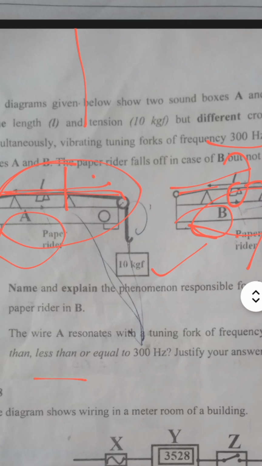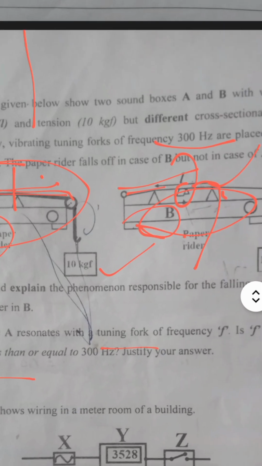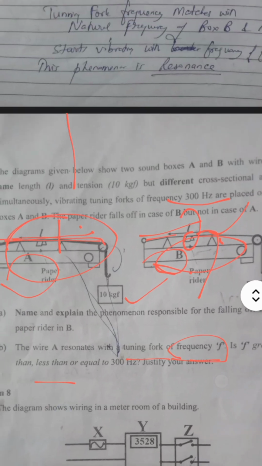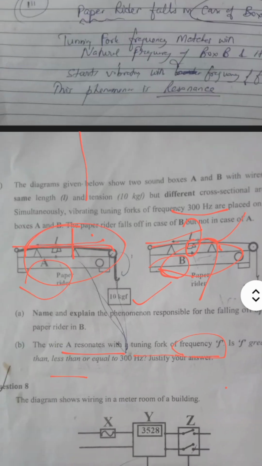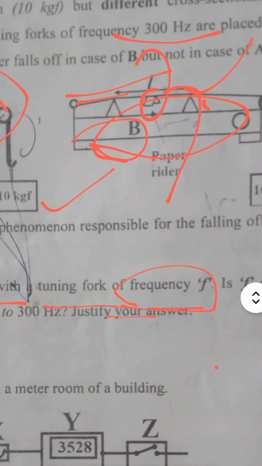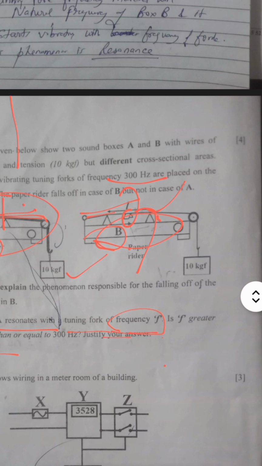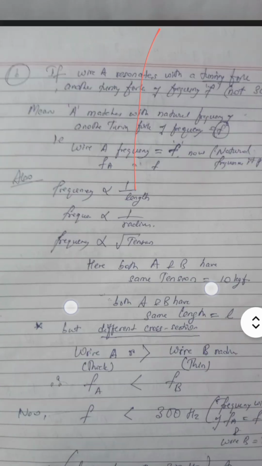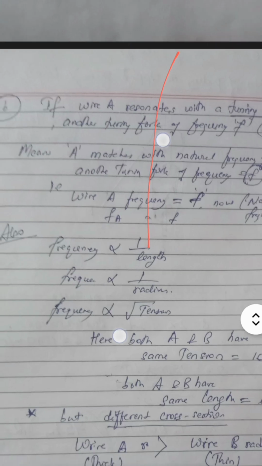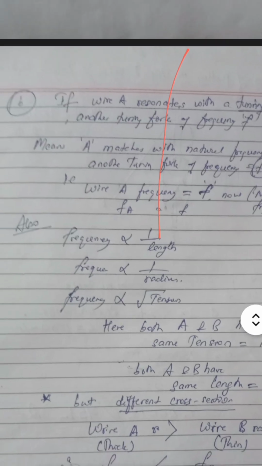The wire A now resonates with a tuning fork of frequency f. Now another fork is placed whose frequency is f, and A resonates when the fork of frequency f is placed. That means if it is resonating, that is the natural frequency of box A. So box A also has a frequency equal to that of the tuning fork, that is equal to f.